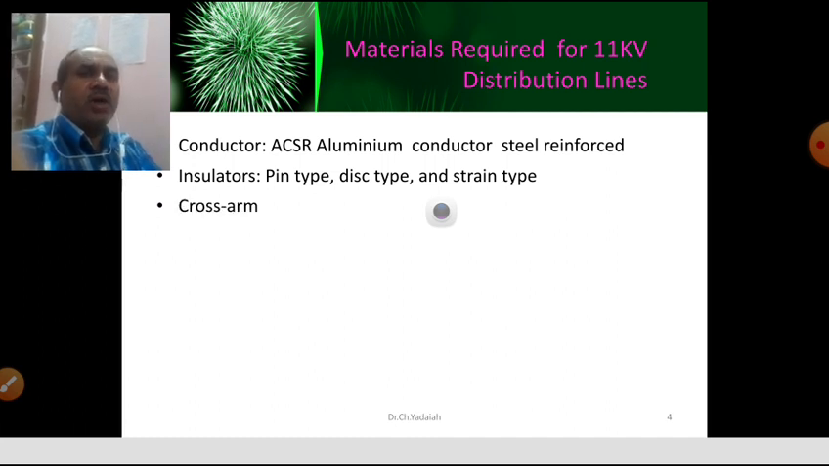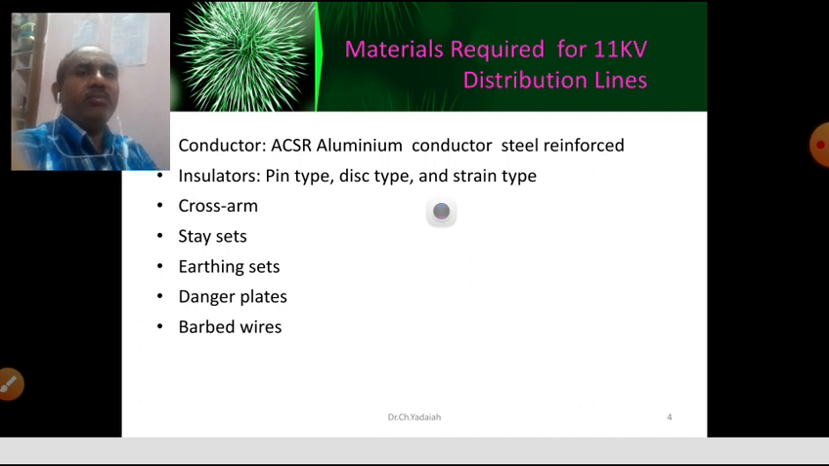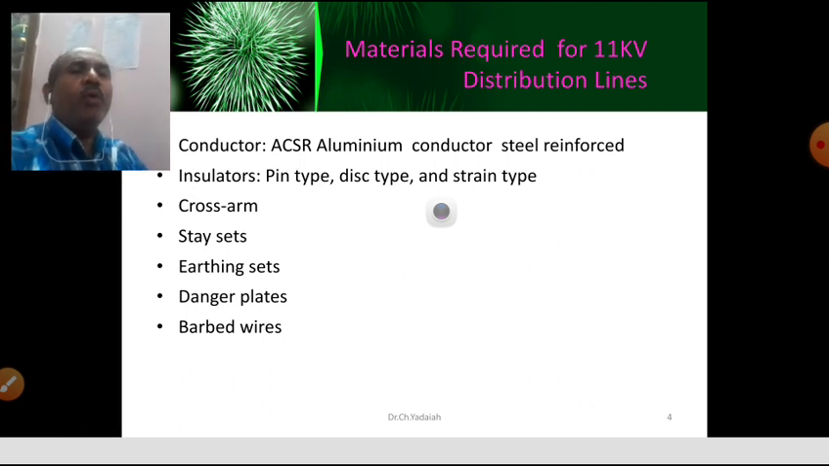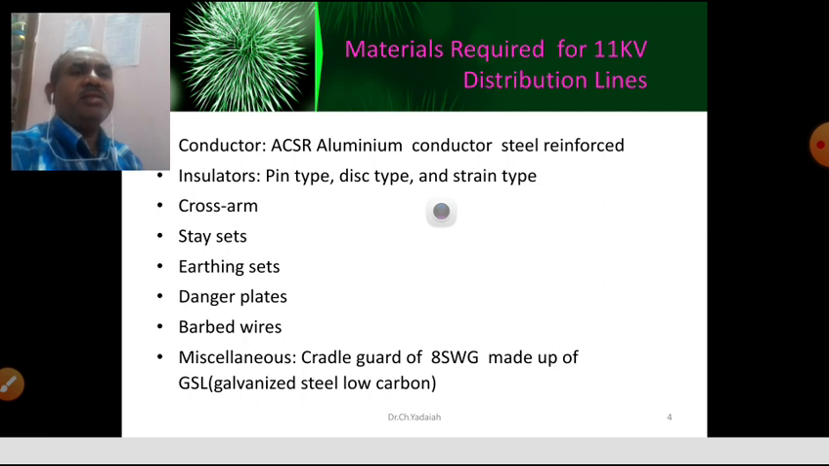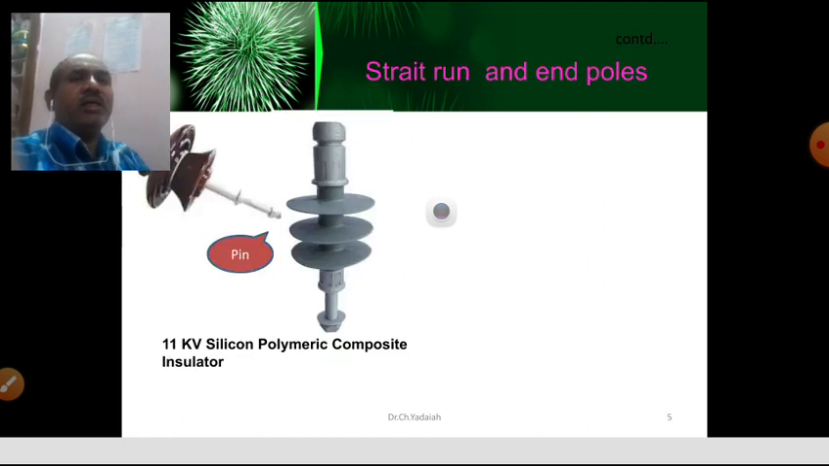Next are the cross arms, straight and V shape. Stay sets are required, earthing sets are required, and danger plates are required. Barbed wires are also required to prevent unauthorized persons from climbing the pole. Next, miscellaneous items and the cradle guard of 8 SWG, made of galvanized low carbon steel material. These miscellaneous items we have already seen.